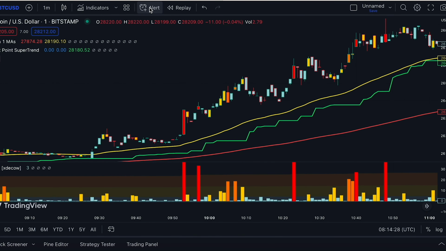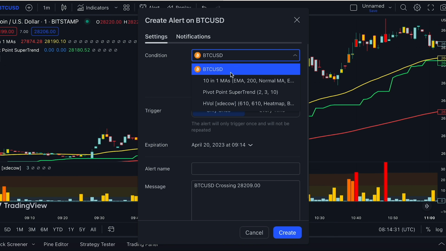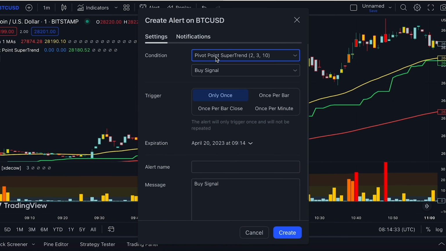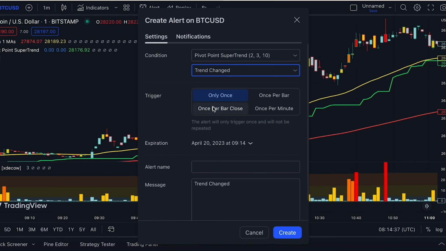As an added bonus, I'll teach you how to set up trade alerts for these buy and sell signals. First, click the alert icon at the top, then select the Pivot Point Supertrend indicator. You can create alerts for buy, sell, or both. Make sure to set the alert once per bar close.